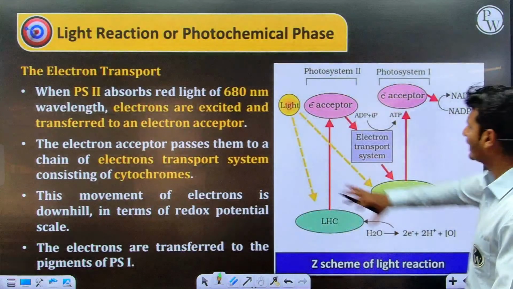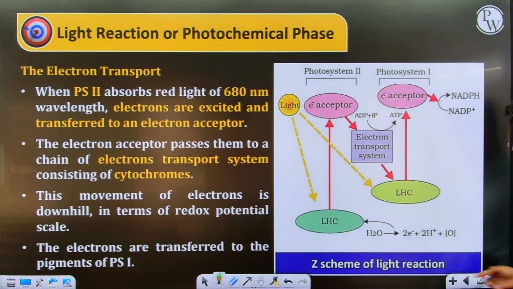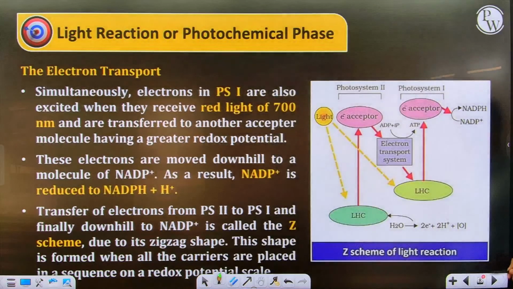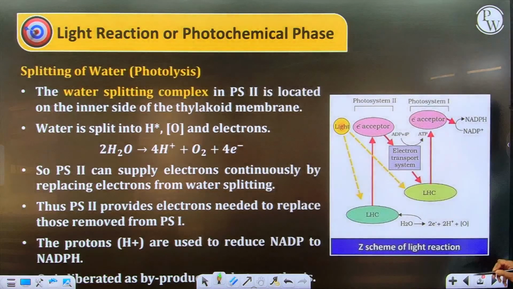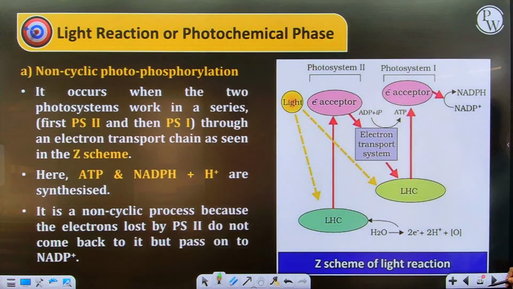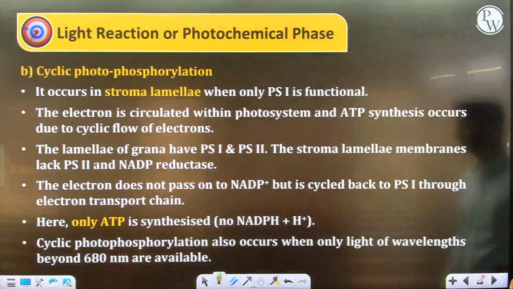Now we understood about the non-cyclic photophosphorylation. It is also known as the Z scheme. Understood the point? It is also known as the Z scheme. Other than that, we covered all such things: splitting of water, photolysis, cyclic, non-cyclic, and all the things.